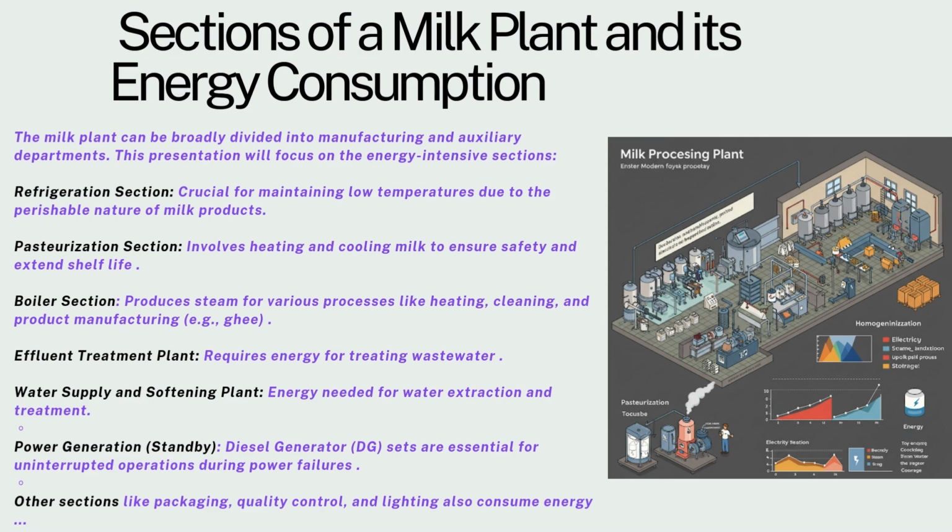This requires energy for treating wastewater. And the water supply and softening plant. This needs energy for water extraction and treatment. Finally, power generation, where diesel generator sets are essential for uninterrupted operations during power failures. It's important to remember that other sections, like packaging, quality control, and lighting, also consume energy.